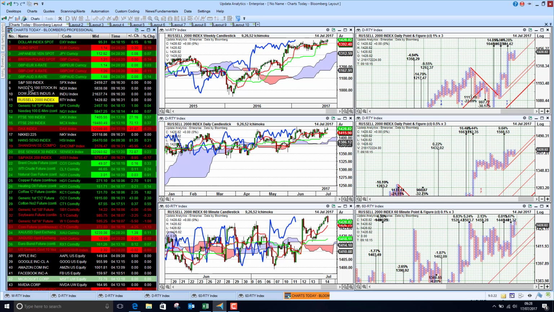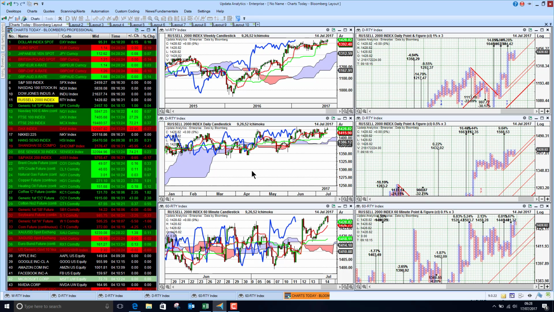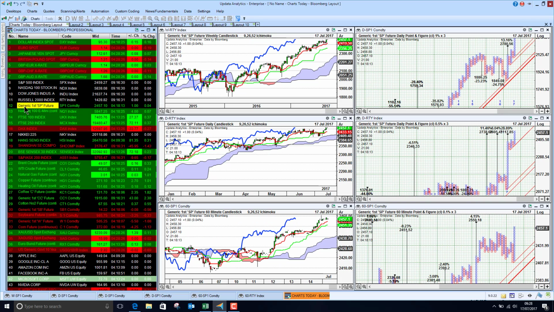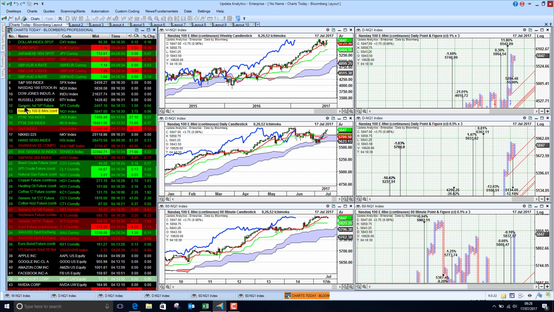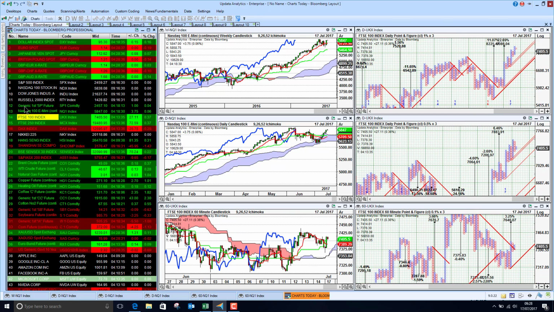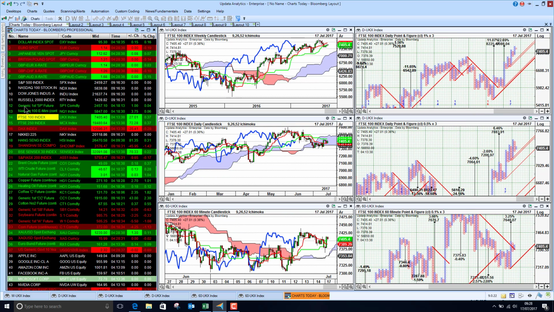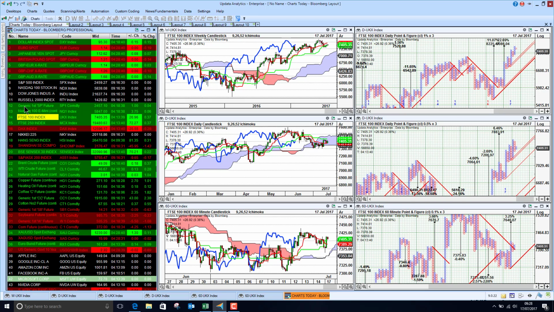And even the Russell 2000 had a good jump in the week and ended the week on a high note as well. Taking a look at the S&P future, very slightly up this morning, and the same on the Nasdaq E-mini. So no real clear direction as to which way the US markets will open today. FTSE 100 is up this morning, so we are seeing some improvement.